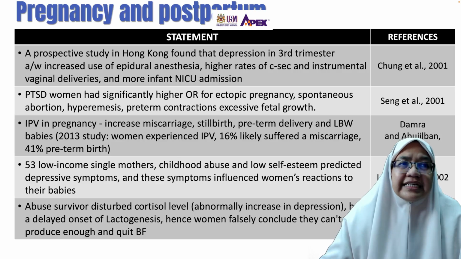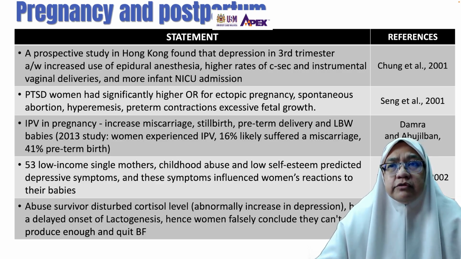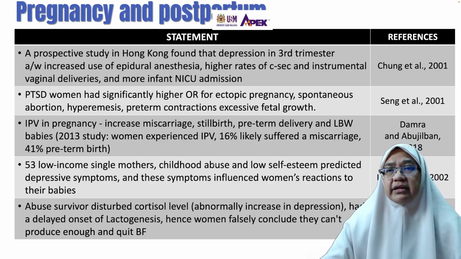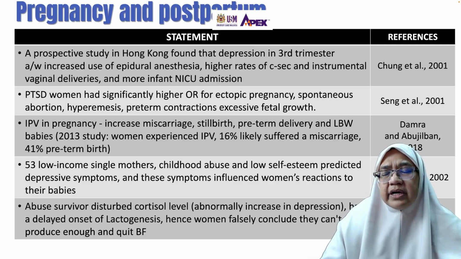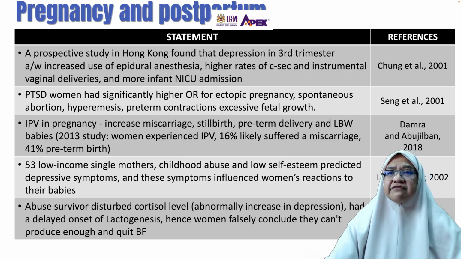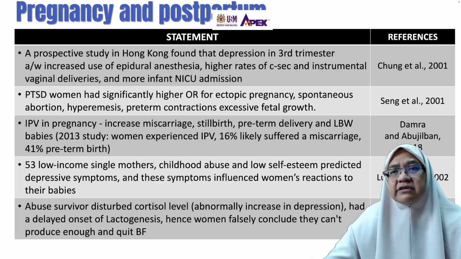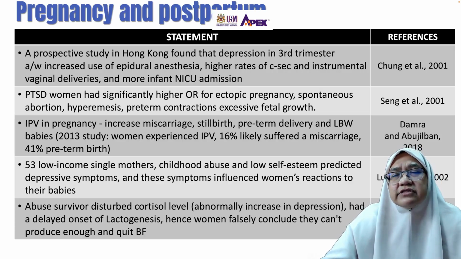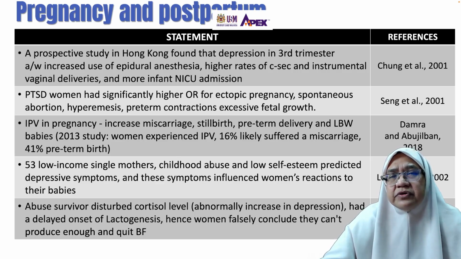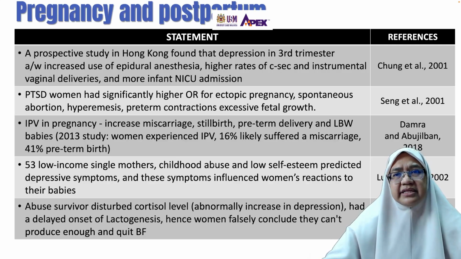Okay. Another study, done much earlier in 2002, looked at 53 low-income single mothers. They are more likely to have a history of childhood abuse and low self-esteem, and this is related to the victims as well. Another study was really interesting, saying that abuse survivors have disturbed cortisol levels and delayed onset of lactogenesis. We know that lactogenesis is where the milk is produced, and because of that, they may not produce enough milk for the baby and may stop breastfeeding much earlier than other mothers.